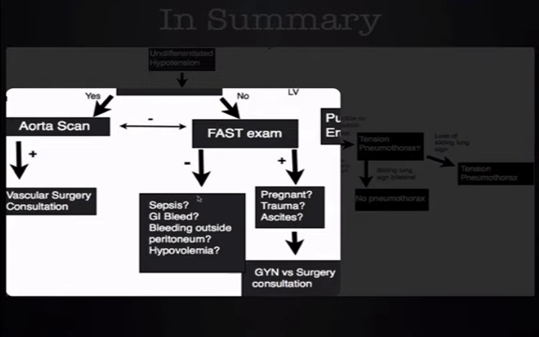If the FAST exam is negative, then your suspicion turns to pathology such as sepsis, GI bleed, or bleeding outside of the peritoneum. Is this hypovolemia just from vomiting and diarrhea?